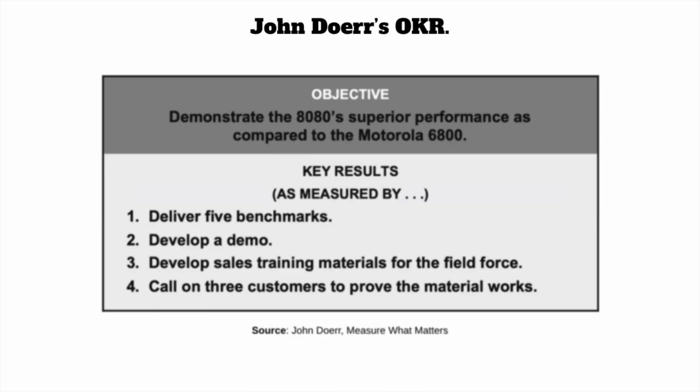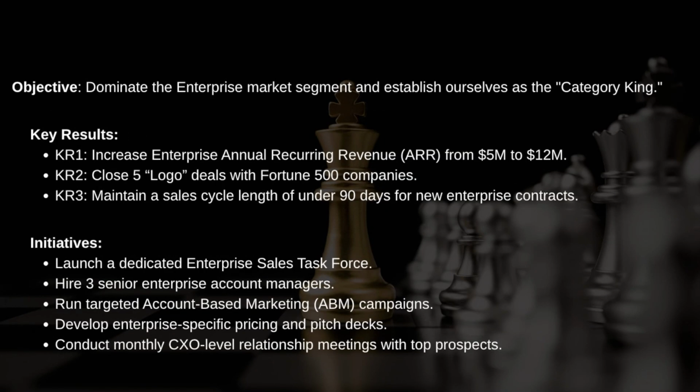Let's see other examples of OKR. Objective is to dominate the enterprise market segment and establish ourselves as the category king. To measure whether we're achieving it, we set key results. We aim to increase enterprise annual recurring revenue from $5 million to $12 million. We want to close 5 major logo deals with Fortune 500 companies. And we want to maintain sales cycle length of under 90 days for new enterprise contracts.